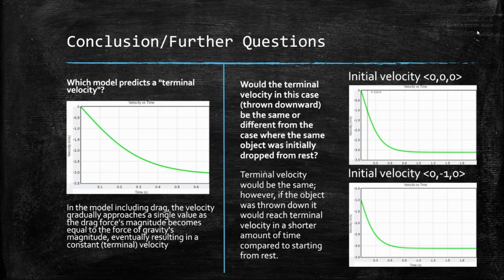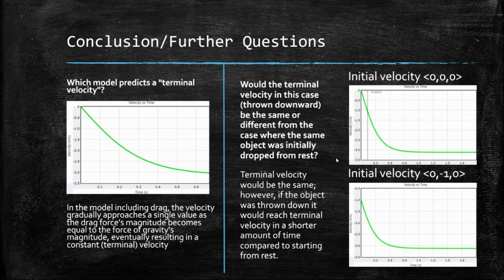To answer the question about which model predicts a terminal velocity, you can see that in the model including the drag, the velocity gradually approaches a single value, which seems to be right around or a little less than 3, as the drag force's magnitude becomes equal to the force of gravity's magnitude, eventually resulting in a constant velocity.